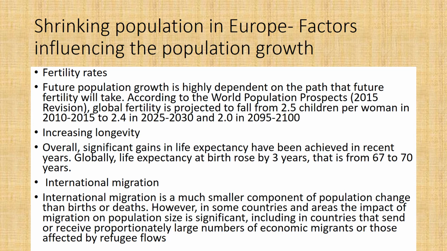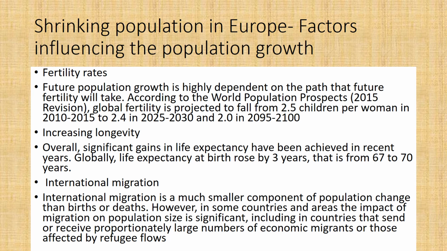Increasing longevity is another reason. Longevity means people are living for a long time. So there are many people who live until 80 and 85 and 70. For example, it says here that overall significant gains in life expectancy have been achieved in recent years. Globally, life expectancy at birth rose by 3 years, from 67 to 70 years. And there are many people who live up to 95. They just live for a long time.